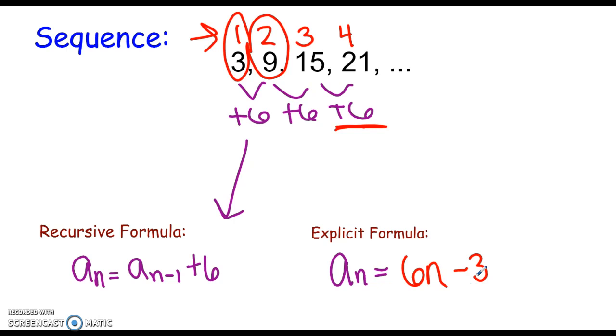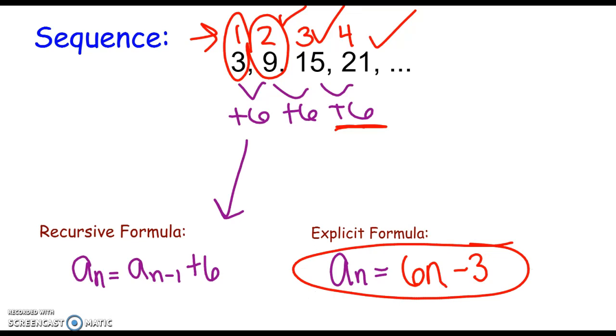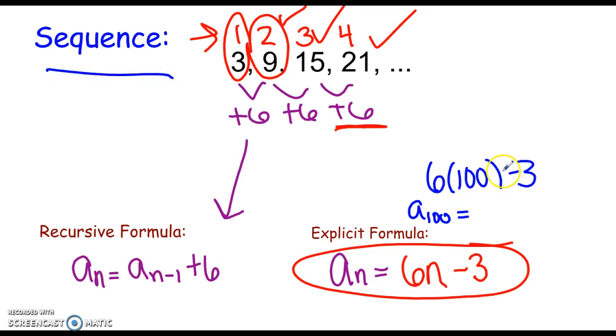And then see if it works every time. So 6 times 2 is 12, minus 3 is 9. Yay! 6 times 3 is 18, minus 3 is 15. 6 times 4 is 24, minus 3 is 21. So it works for all of these. This is my explicit formula. Meaning if I again wanted to find the 100th term, I would take 6 times 100 minus 3. So the 100th term of this particular sequence would be 600 minus 3, or 597.